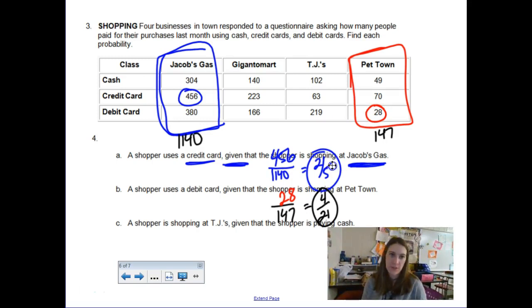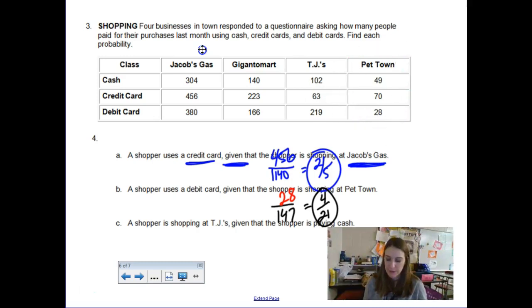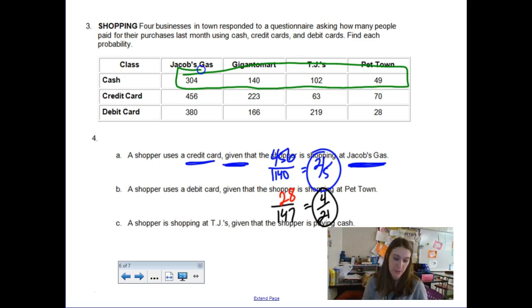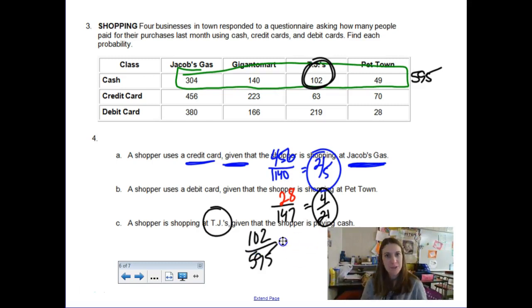And then, be careful on this one, it's given that a shopper is paying cash. So I'm going to erase all my highlighting, which I know you can't really do when you're in your notes, so I apologize. But it's given that they're paying cash, so we're only allowed to look here at all the people who paid cash. So I'm going to total those up real quick. That's a total of 595. So probability that it's at TJ's, 102 over 595, which I don't think that reduces, but might as well check. I got a calculator. Oh, it does. See? 6 over 35. Very good.